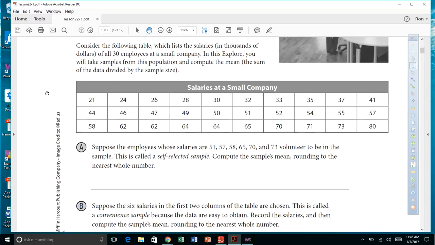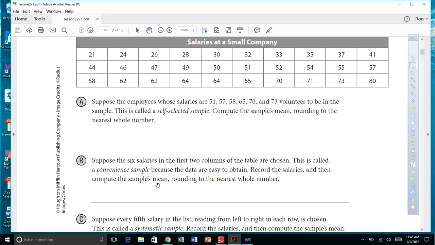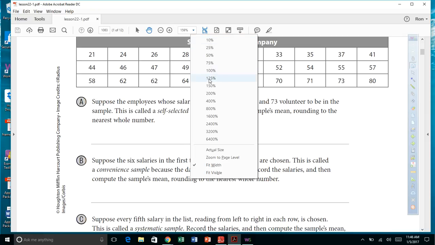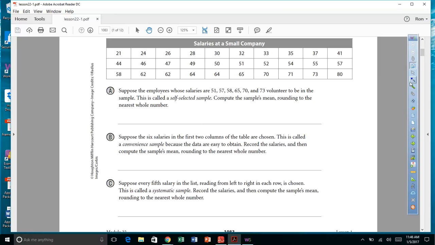Consider the following table, which lists the salaries in thousands of dollars of all 30 employees at a small company. In this Explore, you will take samples from this population and compute the mean, the sum of the data divided by the sample size. Let me make this a little bit smaller, and we'll say 125. That gets them all on there.